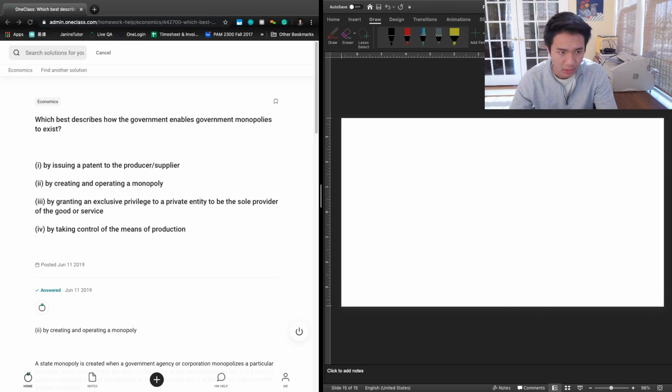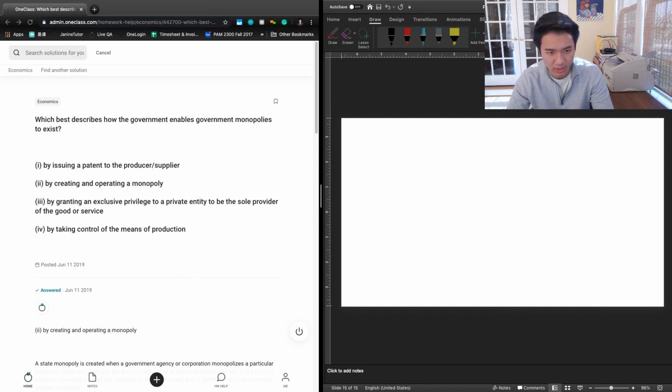So the first question says, which best describes how the government enables government monopolies to exist? One, by issuing a patent to a producer or supplier. Two, by creating and operating a monopoly. Three, by granting an exclusive privilege to a private entity to be the sole provider of the good or service. Four, by taking control of the means of production. So this is a pretty definition-based question, not really a calculation question or anything like that.